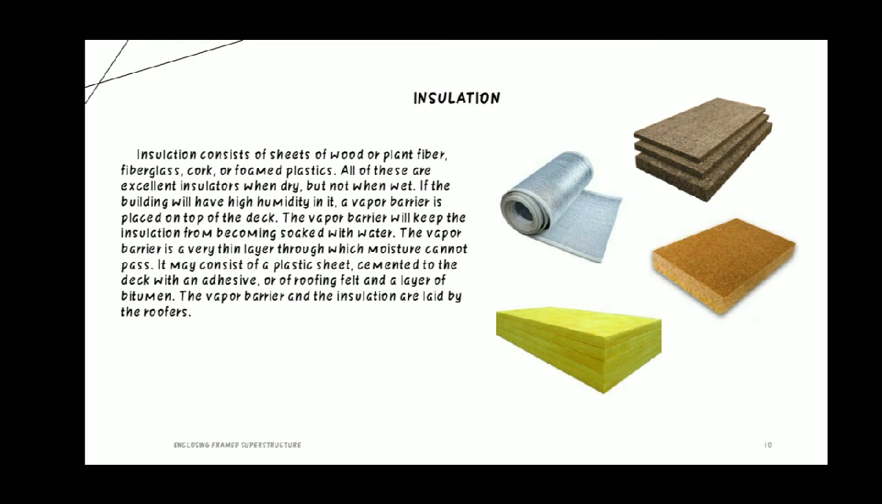Insulation. Insulation consists of sheets of wood or plant fiber, fiberglass, cork, or foam plastics. All of these are excellent insulators when dry but not when wet. If the building will have a high humidity, a vapor barrier is placed on top of the building.